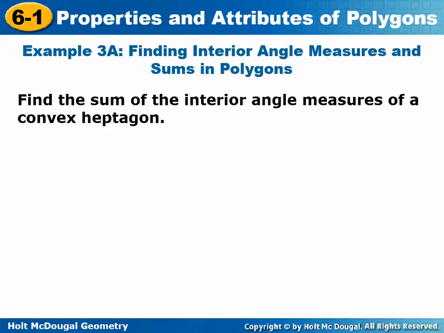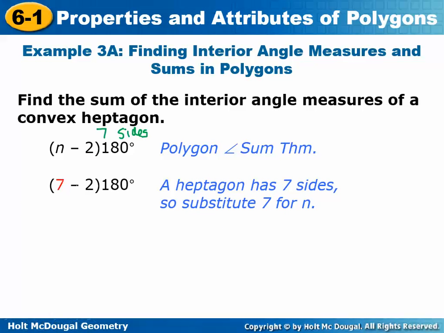All right, let's use that. It says find the sum of the interior angle measures of a convex heptagon. So you might have to look it up on your table, but a heptagon has 7 sides. So we'll use the formula that says that means there'll be 5 triangles formed if I drew all the diagonals. So 7 minus 2 is 5. And then take 5 times 180, and you will get your sum. Remember, this is the sum of all the interior angles in a heptagon. It'll be 900 degrees.